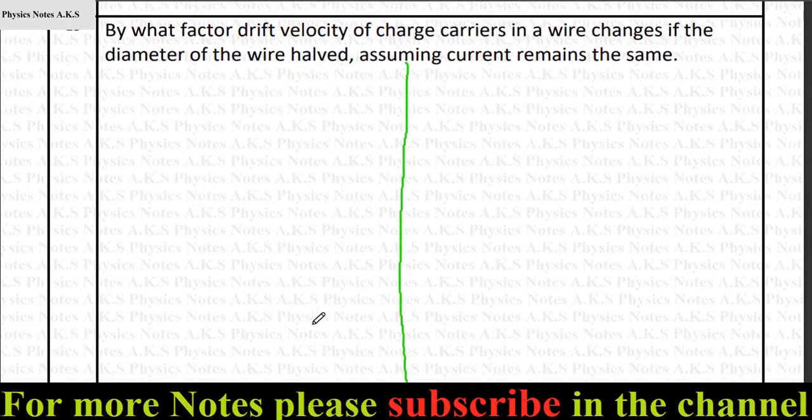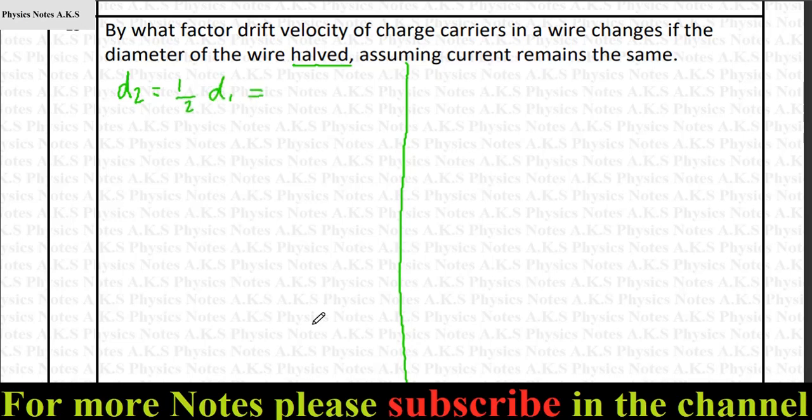Our question now is question 13. It says, by what factor does the drift speed of charge carriers in a wire change if the diameter of the wire is halved, assuming the current remains the same? We have solved a similar question before when they said that the diameter will be doubled, but here something changed, which is that the diameter will be halved. So they say that the second diameter is actually half the first diameter.